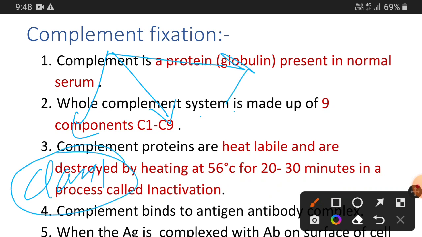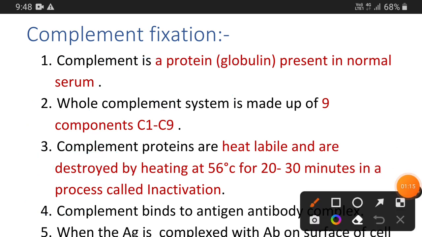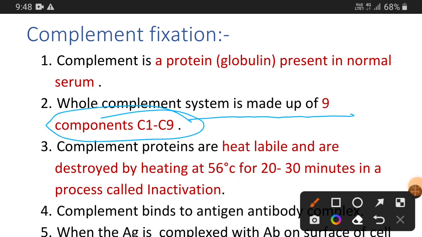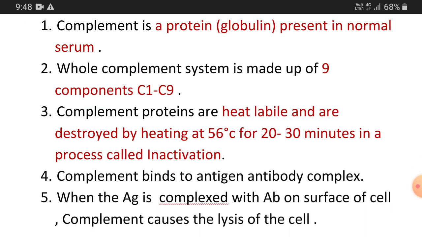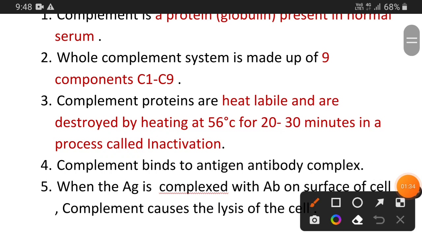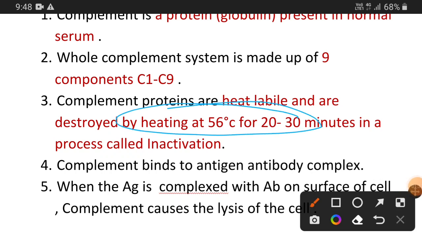So the complement fixation step relies on the classical pathway of complement, which involves the antigen antibody complex. The whole complement system is made up of 9 components, from C1 to C9. It includes C1, C2, C3, C4, C5, C6, C7, C8 and C9. These proteins are heat labile. They can be destroyed by heating at 56 degrees centigrade for 20 to 30 minutes, a process called inactivation.